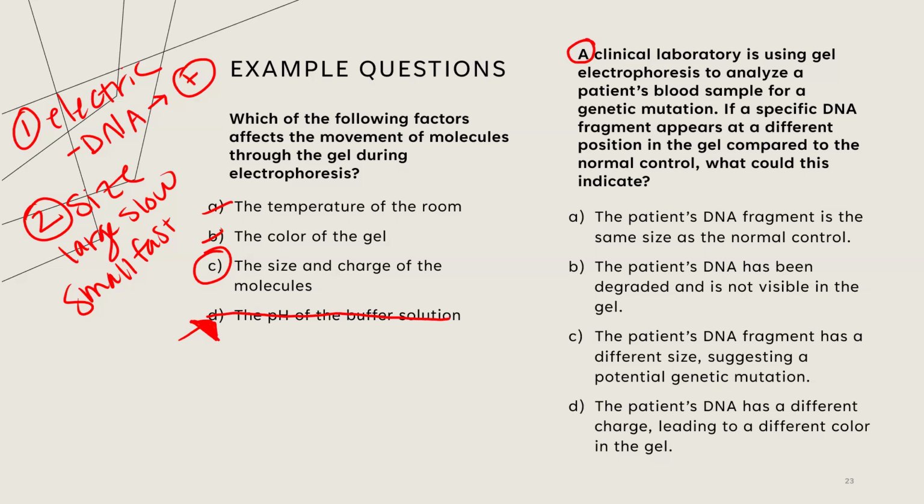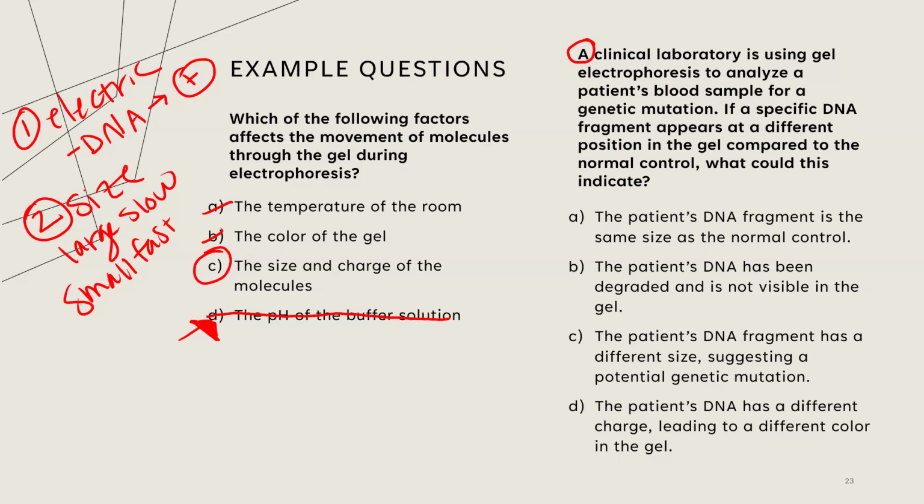Second question. The clinical laboratory is using gel electrophoresis to analyze a patient's blood sample. So we're using this whole thing that we already wrote off to the left side. The electric stuff is going to have the negatively charged DNA moving to the positive. And we're going to have the size, the large ones are moving slow and the small ones are moving fast. So we've already still got that concept because of this question. We can say that. So there's a genetic mutation.